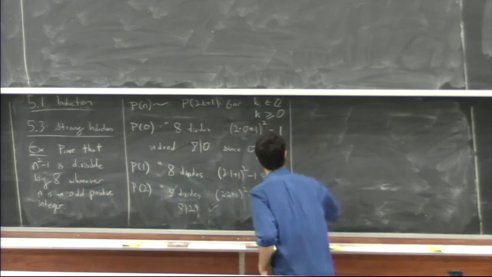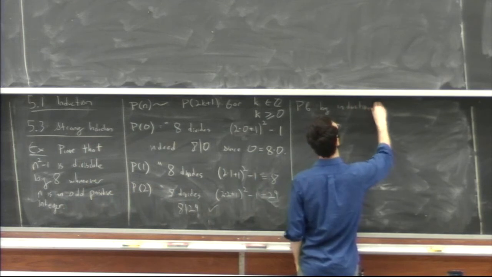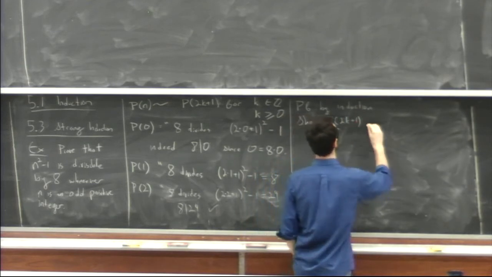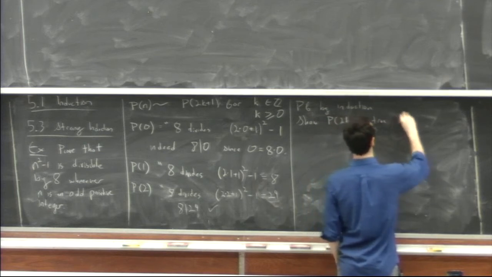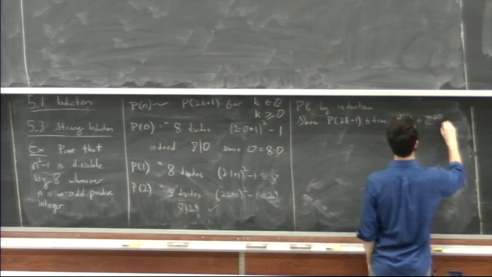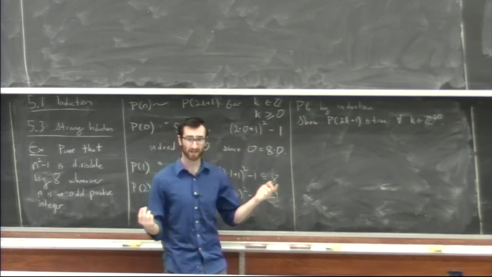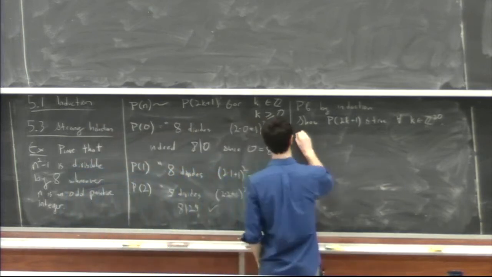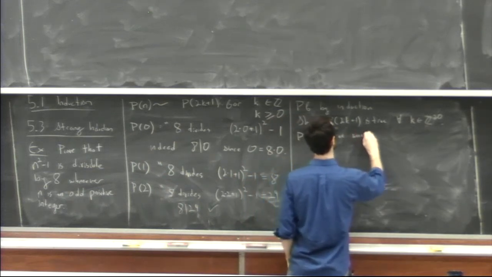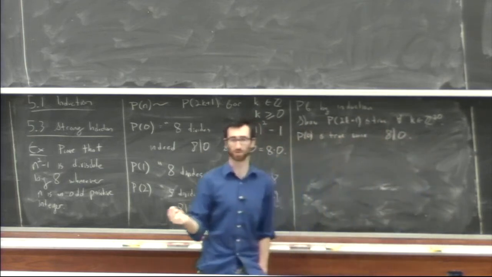Okay, so proof by induction. Show P of 2k plus 1 is true for all k in Z greater than or equal to 0. This is what we're trying to show. The base case is one that we've already checked: P0 is true since 8 divides 0. Okay, so the base case is done.